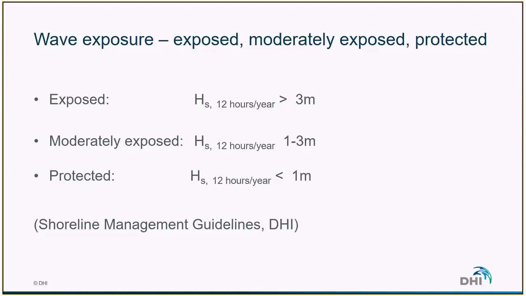So let's see how we use wave exposure to classify the coast here at DHI. Basically, we define three types of coast: the exposed coast, the moderately exposed coast, and the protected coast. This is based on the significant wave height which is exceeded 12 hours per year. When it's higher than 3 meters, we classify the coast as exposed. When it's between 1 and 3, it's defined as moderately exposed, and when it's below 1 meter, it's defined as protected.